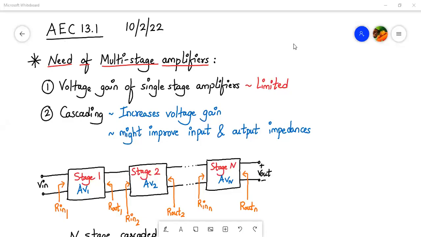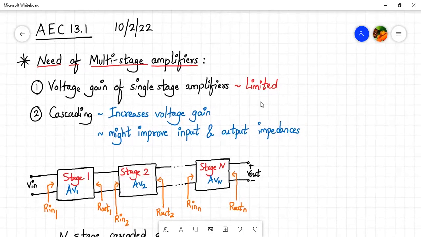Hello everyone, welcome to Analog Electronic Circuits, lecture number 13. So today we are going to start a new topic, that is the need of multi-stage amplifiers. So let's begin and understand why there is a need of studying the multi-stage amplifiers.